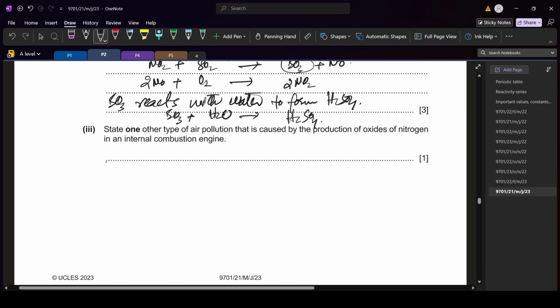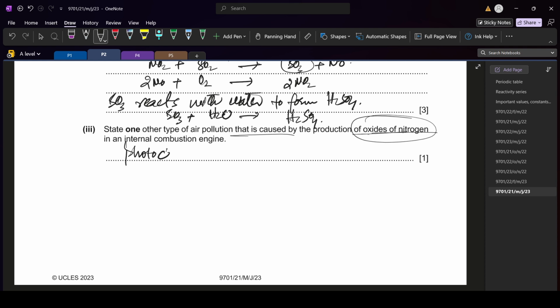Now, one other type of air pollution is caused by the production of these oxides of nitrogen in an internal combustion engine. It also forms a photochemical smoke, which is called PAN, when these oxides of nitrogen react with unburnt hydrocarbons. So it forms a photochemical smoke.